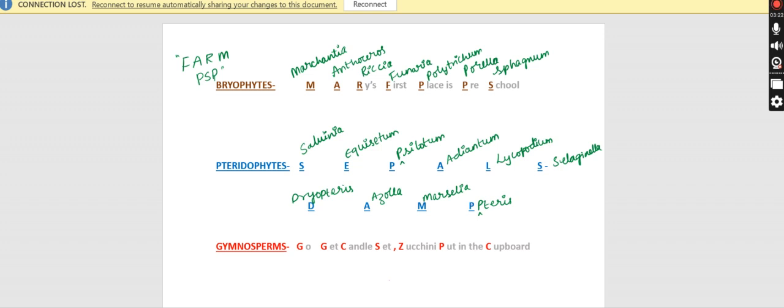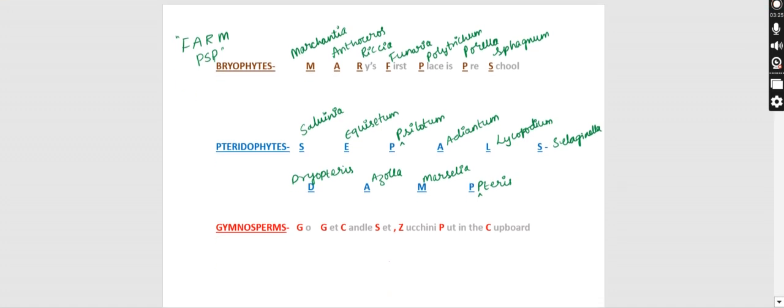So coming to the next, gymnosperms. These can be remembered in a sentence: "Go get candle set, zucchini, put in the cupboard." Zucchini is a type of cucumber. So the G is representing Gnetum and another G is Ginkgo biloba, and C for Cycas, S for, this is a large name, Sequoiadendron giganteum.